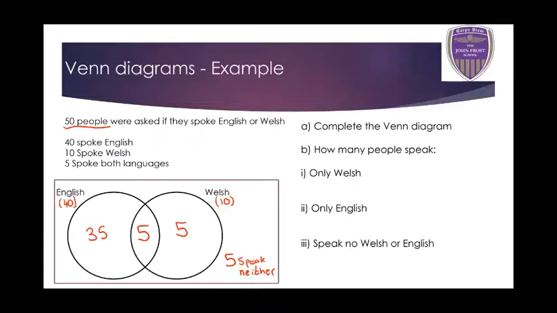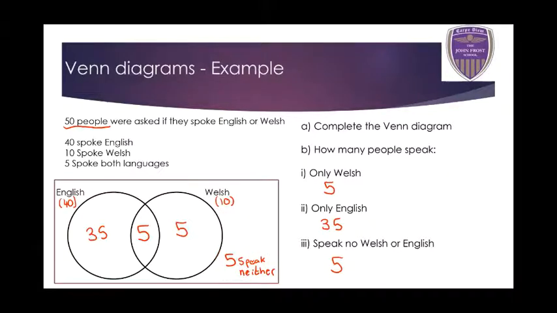So if we look at part B of the questions now, how many people only speak Welsh? Well, we're looking at this part of the circle. That is the Welsh circle, but doesn't include the overlap with English. So that's just 5 people. How many people only speak English? Again, we're going to look at the English circle, but we're not going to include the overlap with the Welsh. So that's 35. And how many people speak no Welsh or English? Well, that was this outlier over here. These were the people who didn't speak either language, and that is 5 people.